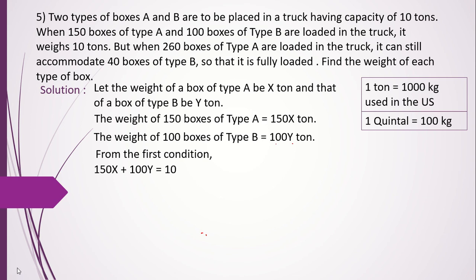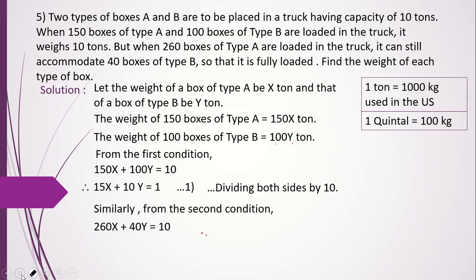According to the second condition, we have reduced this by dividing both sides by 10. 150 divided by 10 is 15 and 100 divided by 10 is 10, and this is 1. Now similarly from the second condition we get 260x plus 40y is 10. Again we will reduce these, so we get 26x plus 4y is equal to 1. Now solve these equations simultaneously.